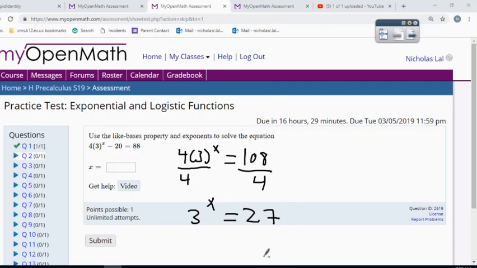Alright. And I'm going to rewrite 27 as not 3 times 3, but 3 times 3 times 3. 3 times 3 is 9 times 3 is 27. So 3 to the x is equal to 3 to the 3rd. And when I have my common base, I can eliminate my common base and just have my exponents equal to each other. So x is equal to 3.